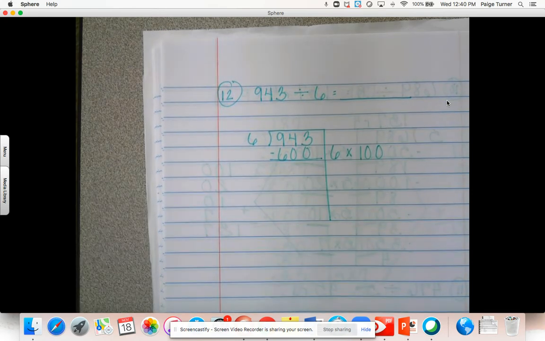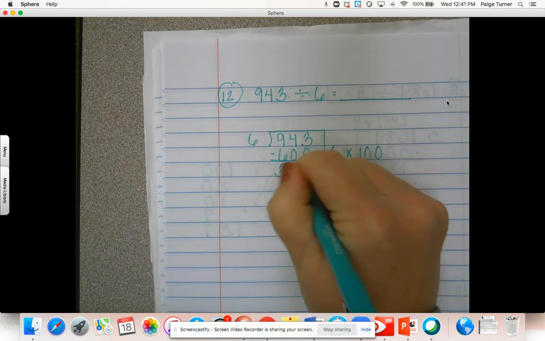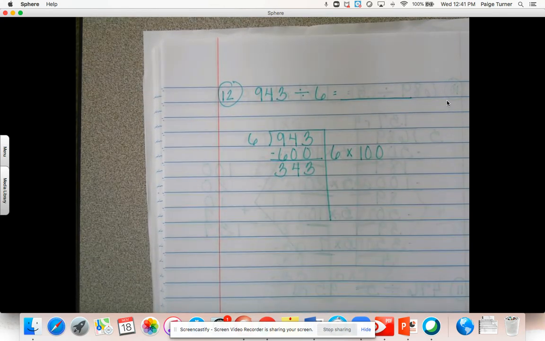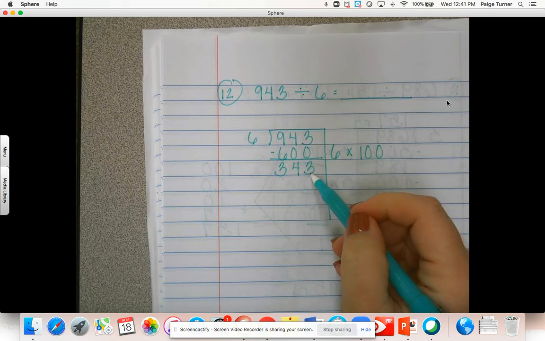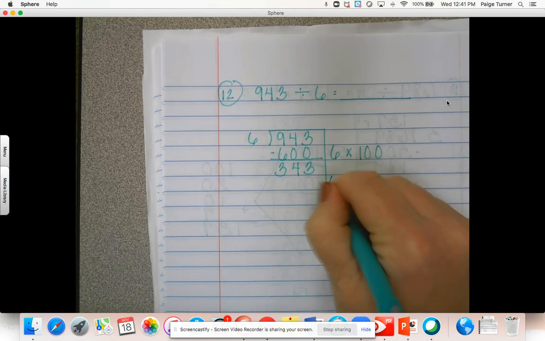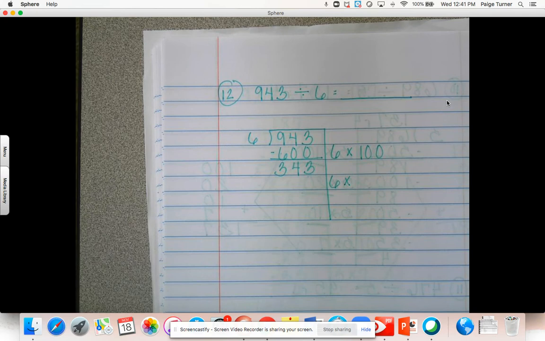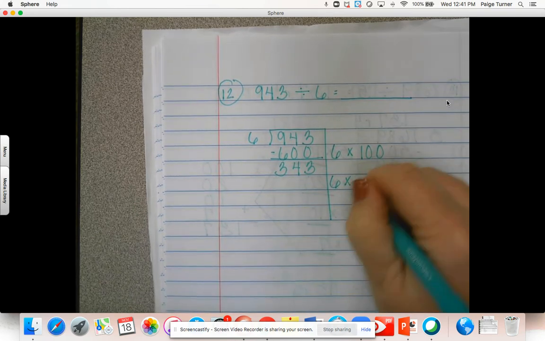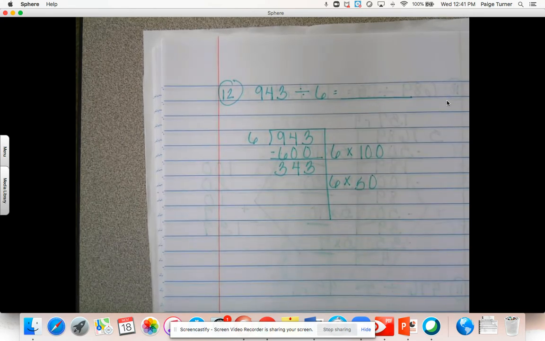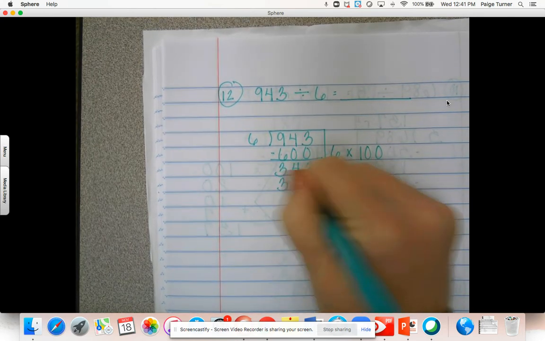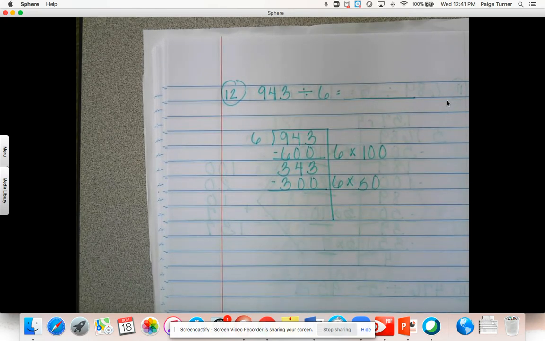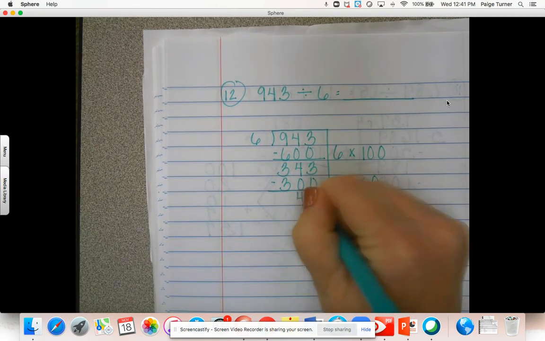So we'll do 943 minus 600, and that's going to give us 343. So we can't do 6 times 100 again, because that's going to be way too big. So now we have to think, 6 times what number will get us really close to 343? So again, I would just do some very simple facts here, and I would probably do 6 times 50, because we know 6 times 50 is 300. So I would do 343 minus 300. That gives us 43.